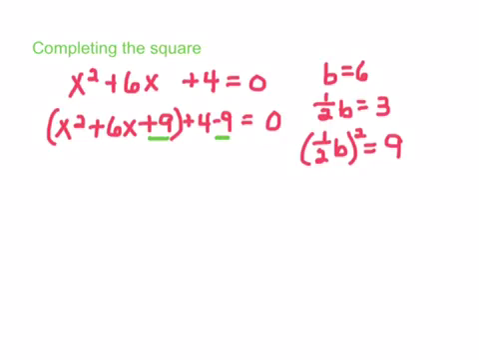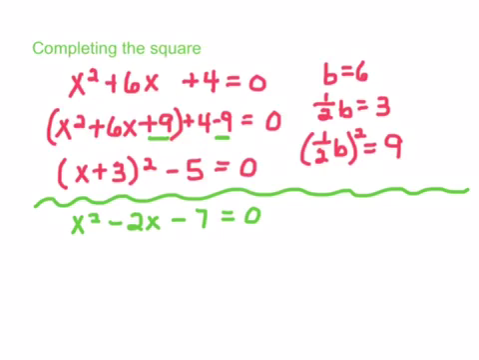The next step is to write the trinomial x squared plus 6x plus 9 in a new way. We unfoil it and write it like this, x plus 3 squared, and then we take the plus 4 minus 9 and simplify that as minus 5.